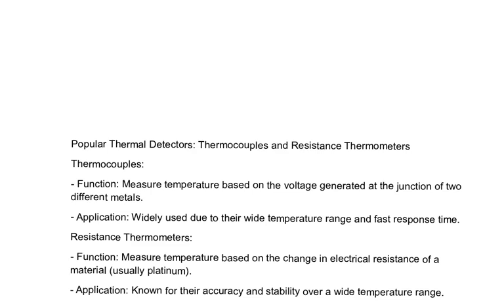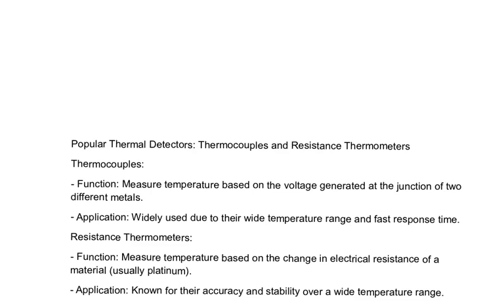Thermocouple measures the temperature based on voltage generated at the junction of two different metals. It is widely used due to its wide temperature range and fast response. A resistance thermometer measures the temperature based on the change in electrical resistance of a material. So here the thermocouple means measured temperature based on the voltage generated at the junction of two different metals, widely used due to their wide temperature range and fast response time.